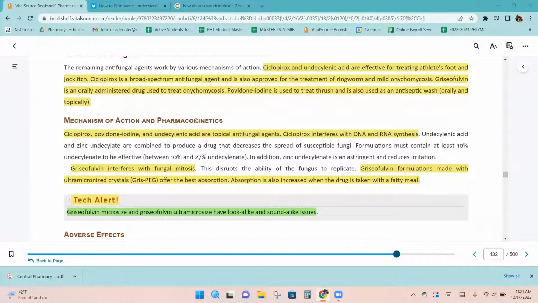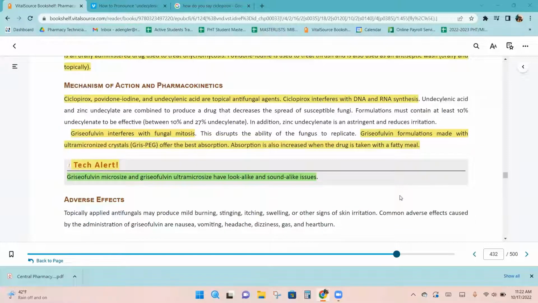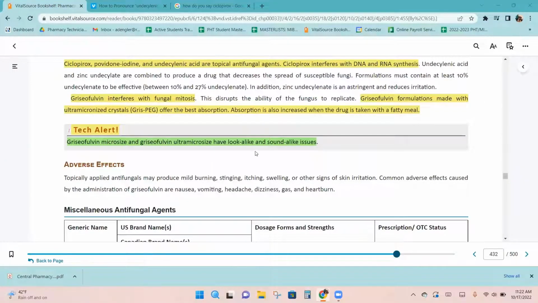Ciclopirox, povidone iodine, and undecylenic acid are topical antifungal agents. Ciclopirox interferes with DNA and RNA synthesis. Griseofulvin interferes with fungal mitosis. And griseofulvin formulations made with ultramicronized crystals, Gris-PEG, offer the best absorption. Absorption is also increased when the drug is taken with a fatty meal.